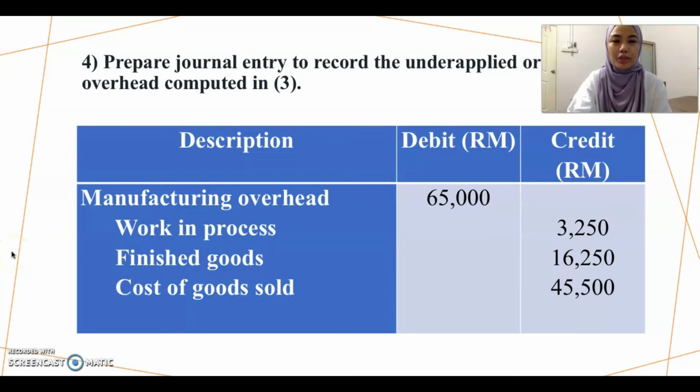Assalamualaikum and hi. My name is Nur Fahna binti Azami. My matric number is 259156. So now I will continue question 2 number 4, which is to prepare the journal entry to record the underapplied or overapplied overhead computed in number 3. The first is debit manufacturing overhead 65,000, credit work in process 3,250, credit finished goods 16,250, and credit cost of goods sold 45,500.